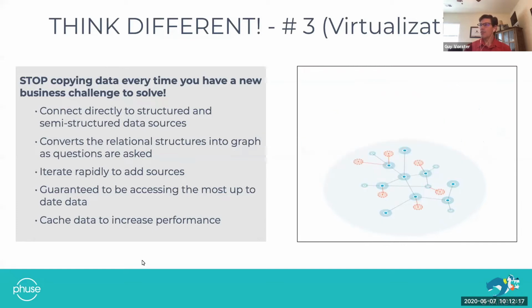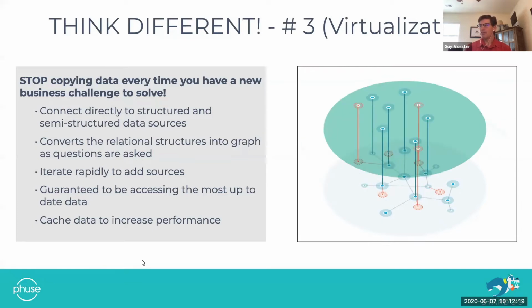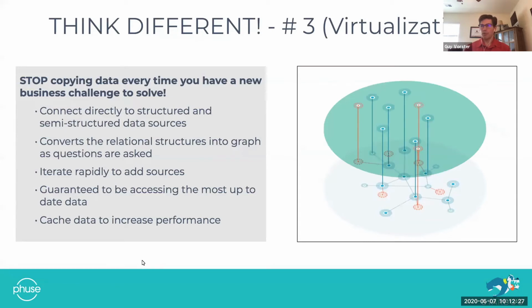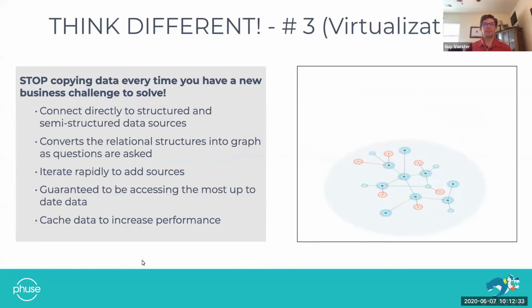In cases, though, where we want to be able to increase performance even more, we're able to cache various, what we call virtual graphs, to be able to increase performance as well. So you can marry up the best of both worlds in terms of not having to move data and still being able to access that information really quickly.